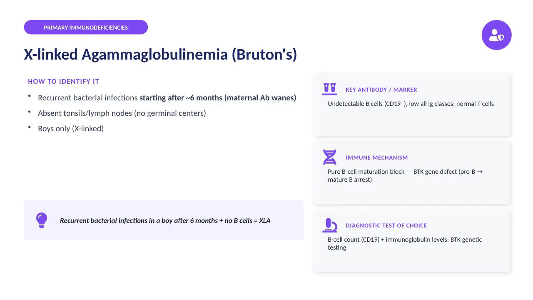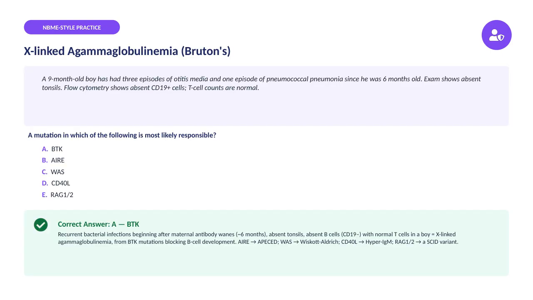The underlying immune problem is a block in B cell maturation caused by a mutation in the BTK gene, which prevents pre-B cells from developing into mature B cells. The best diagnostic approach involves measuring B cell counts through flow cytometry and checking immunoglobulin levels, with genetic testing for BTK mutations to confirm the diagnosis. In summary, a boy with recurrent bacterial infections after 6 months, no B cells, and absent tonsils is likely to have XLA. A 9-month-old boy with repeated bacterial infections such as otitis media and pneumococcal pneumonia, along with absent tonsils and no CD19-positive B cells on flow cytometry, points to a diagnosis of X-linked agammaglobulinemia.